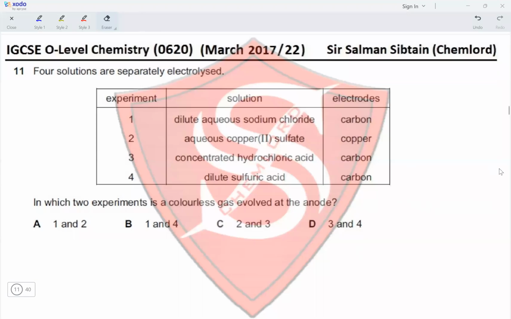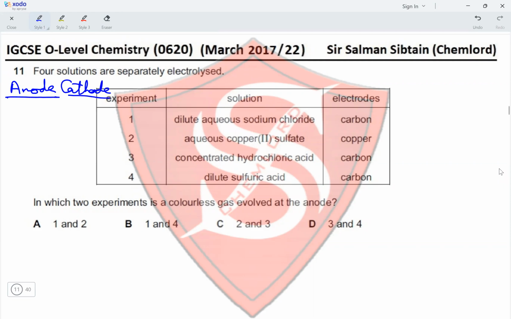Hi guys, this is IGCSE O-Level Chemistry, paper 22, March 2017, question 11. Four solutions are separately electrolyzed. In which two experiments is a colorless gas evolved at the anode? So when electrolysis takes place, we will find out what is present at the anode as well as the cathode, and it should be a colorless gas at the anode.